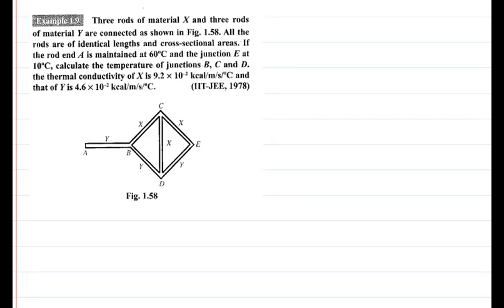Okay, let's try to think about it. I'll give you a hint. I hope all of you understood the junction law. The hint is you have to use junction law. So what's the meaning of junction law? Tell me.